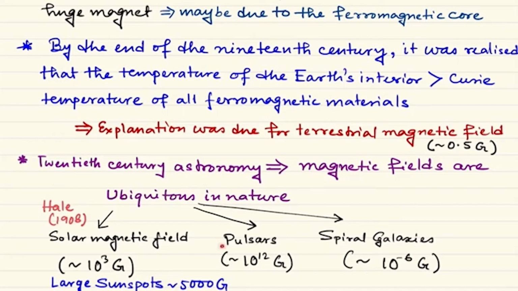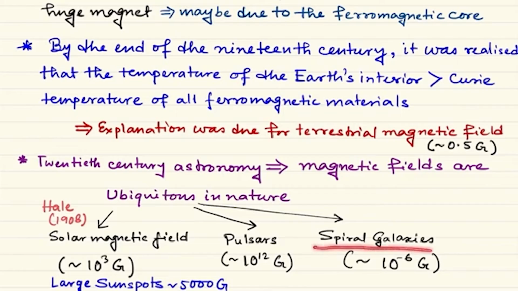Another thing is the pulsars. We already have talked about pulsars while discussing the effect of rotation in astrophysics. Pulsars are rotating neutron stars, and these pulsars have a very, very strong magnetic field, of the order of 10 to the 12 Gauss. Now you can understand, 10 to the 12 Gauss means 10 to the 8 Tesla. It's enormous. So this is one extreme, one borderline.